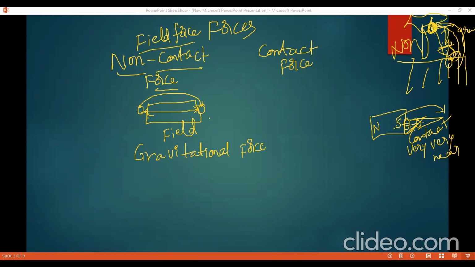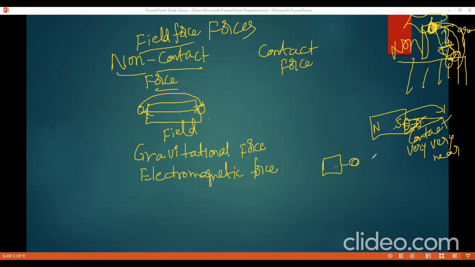Yes, gravitational force we studied at the beginning. Gravitational force is the weakest force, right? And if you observe, electromagnetic force is also a kind of non-contact force. Here this is a magnet, okay, and then this is any object.